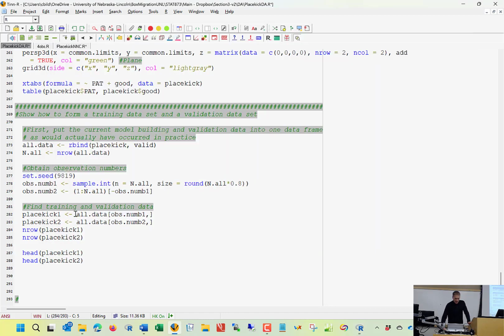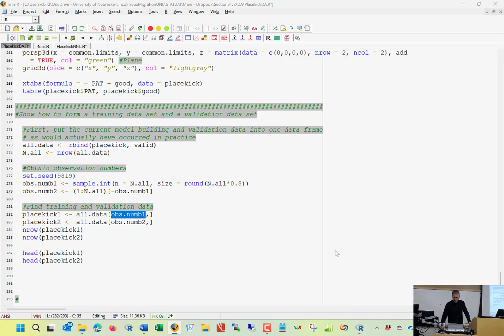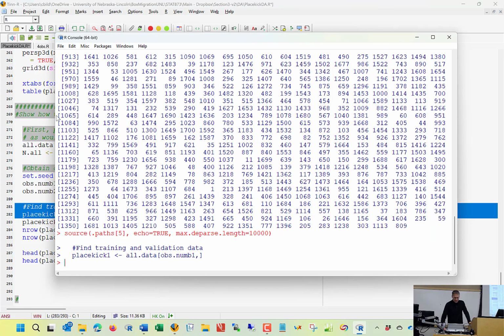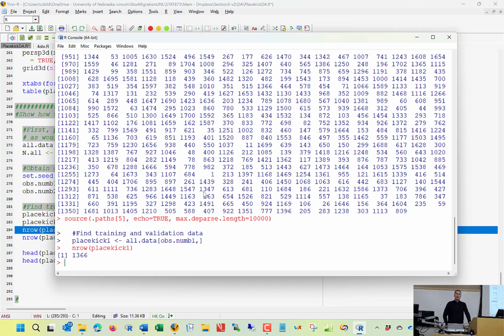So to do that, all.data, bracket, obs.num1. This corresponds to which row numbers to take out of that data frame. Let me make this a little bit bigger. I guess it's fine. And so I put that into place kick 1. Number of rows of place kick 1, notice 1366.